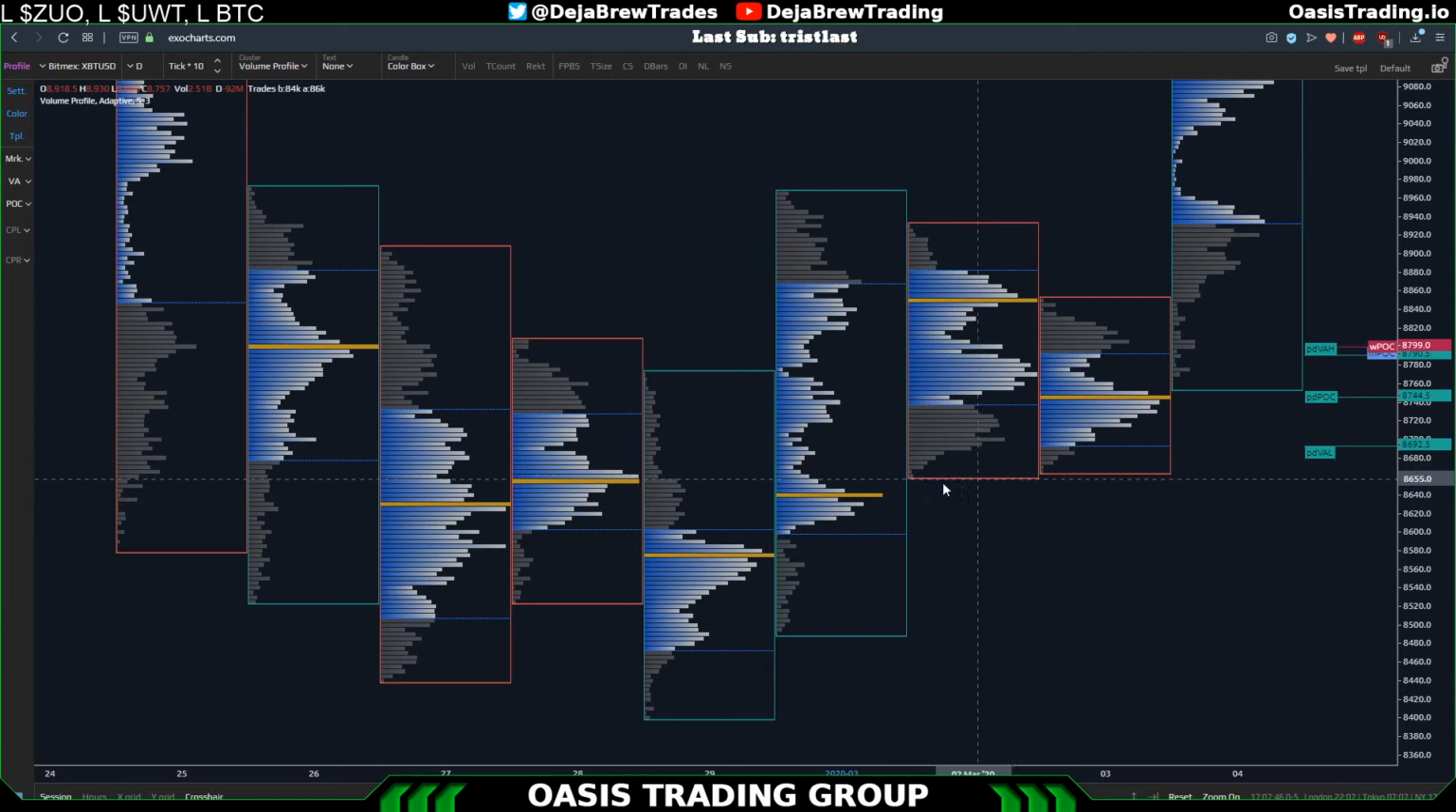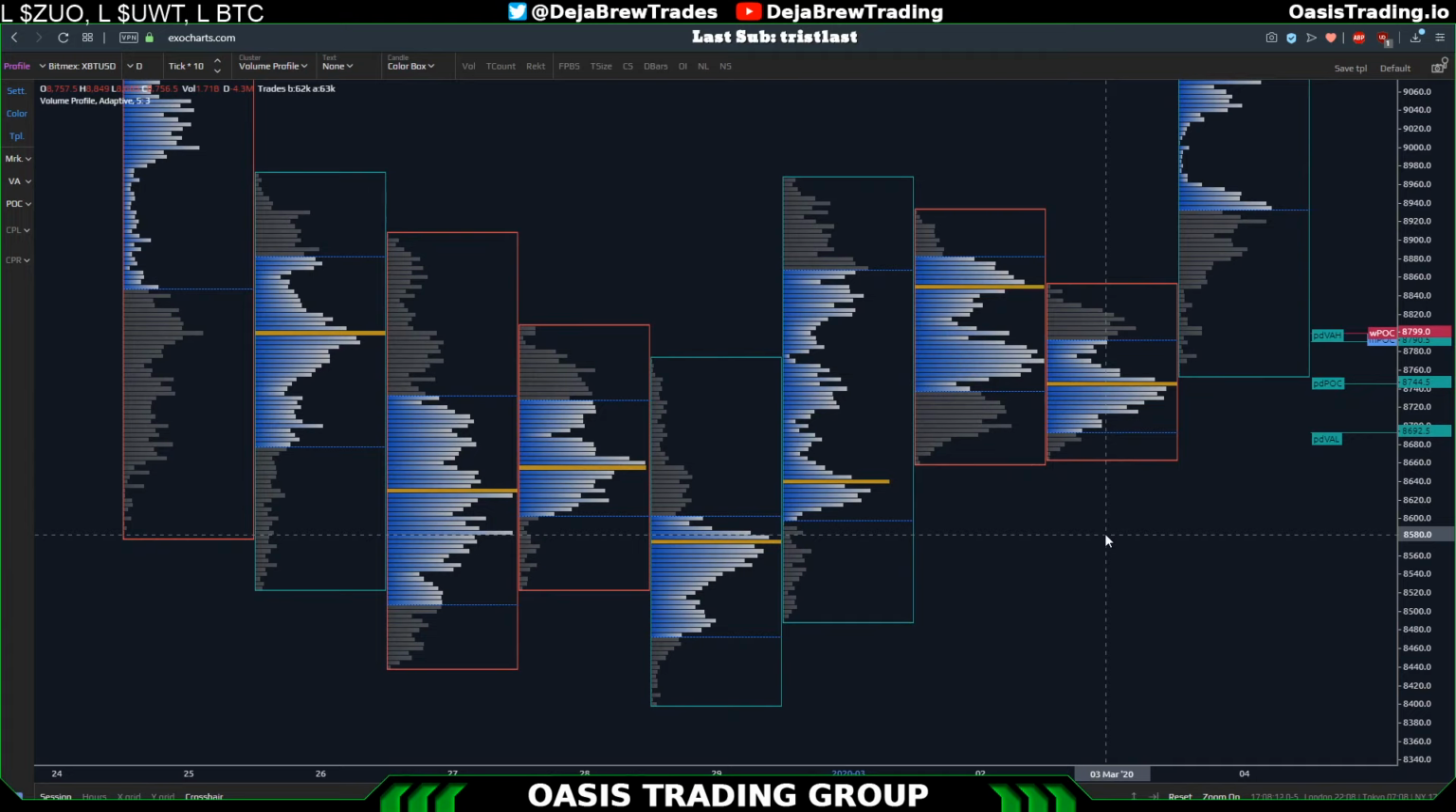8650. Where is that low? That low is on this volume, on this volume, on this volume. You see the value on this value area? You see where the peaks in volume are? And then you see where price is finding support? That is no coincidence.